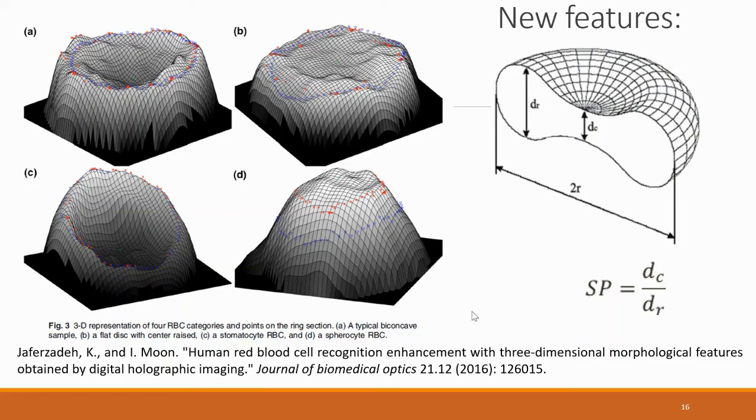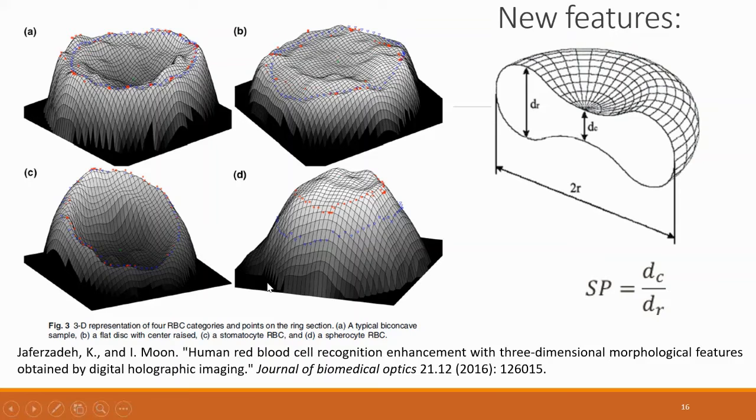So A shows us a typical biconcave, or donut-shaped, red blood cell. B shows us a flat disc. C shows us a stomatocyte red blood cell, and D shows us a spherocyte red blood cell. Okay, so there are these red points and blue points on the ring of the red blood cell. These points are new features in this study. I introduce these points to the classifier because they can help us to classify red blood cells.